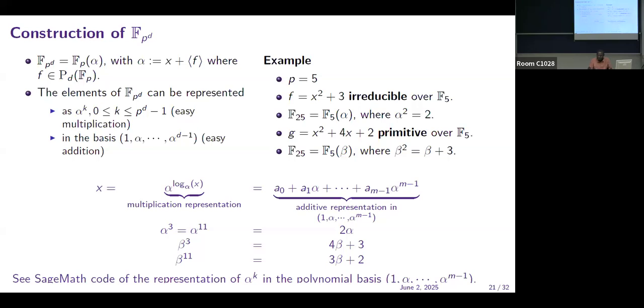On the left, we have the multiplicative representation. We see that alpha power 3 is equal to alpha power 11, and so on. When we take a primitive polynomial, we can express any power of beta, any element of the multiplicative group. The conclusion is to use a primitive element to compute any element of the unit group.